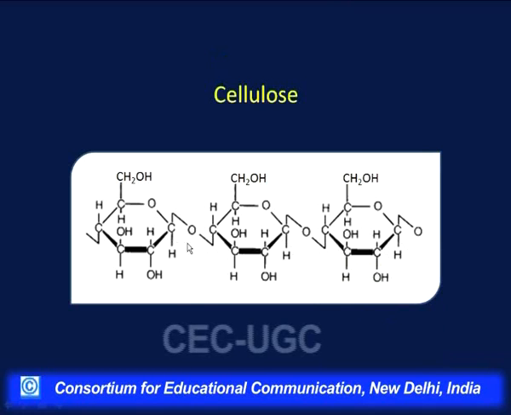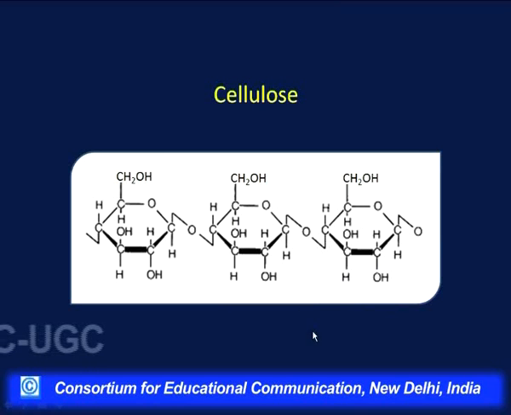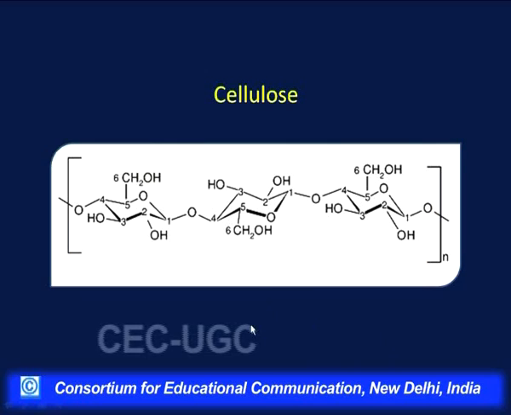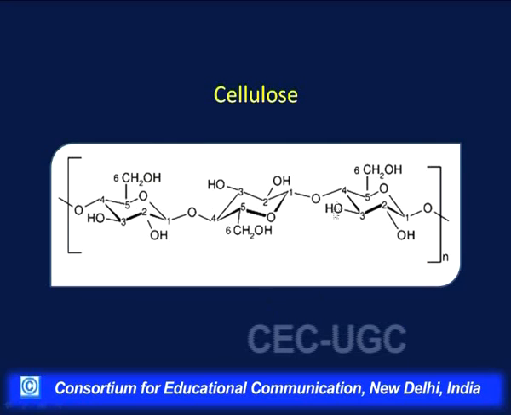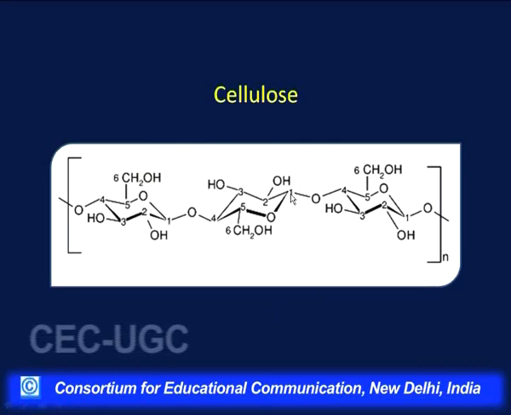We can show the Haworth projection for cellulose like this, that it is hydroxyl from the upper side and this hydroxyl from the lower side. And we can show the conformational representation for cellulose like this, that at carbon number 4 the hydroxyl is going downward, and at carbon number 1 it is not going downward.